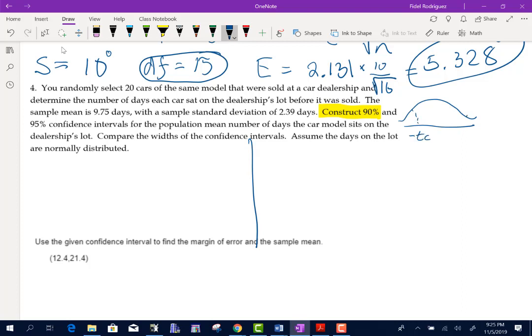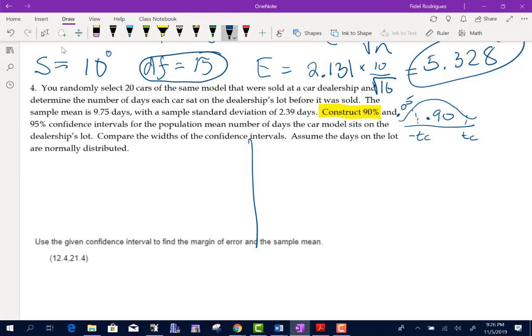Negative TC, positive TC. The area on the inside is 90%. That means that we have how much percent left for each of those two sides? 10% each on two sides. Well, if it's 10% for the two sides, how much would one of those sides have? 0.05. So we know that the area on the inside is 0.05.